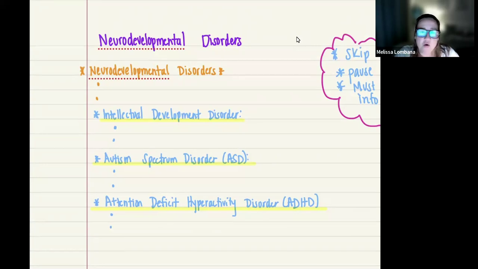Okay, now we're gonna start with the first one, which is going to be intellectual development disorder. Now, just because I have two little bullets does not mean that's all you're going to be writing. So please make sure that you're including everything. So what exactly is an intellectual developmental disorder? And this is basically when there is a deficit in the general mental abilities, okay, of the child. And this is either in intellectual functioning or adaptive behaviors, okay?